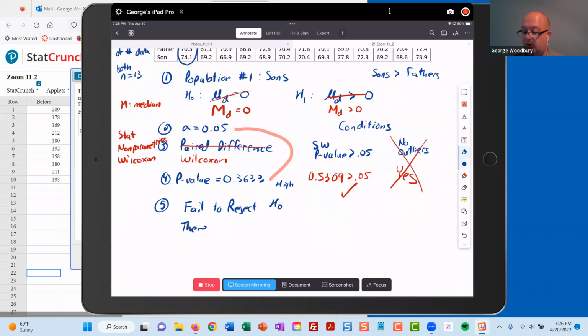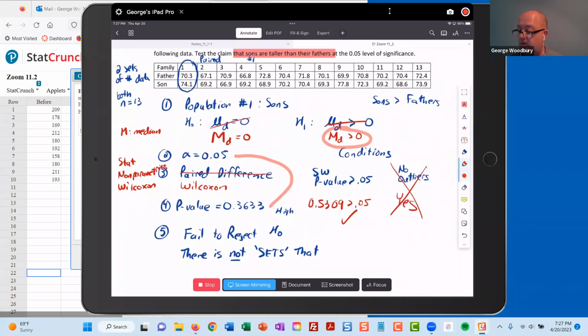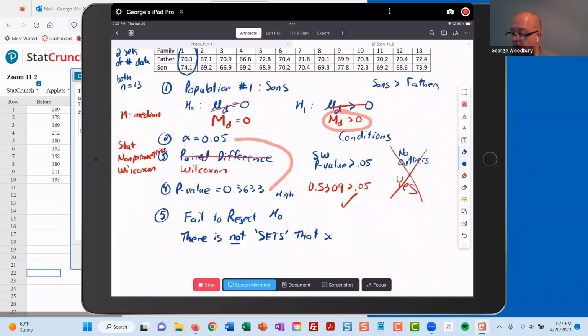And that means there is not sufficient evidence to support that. And here, this is where either the claim goes, or we need to reword the claim in terms of being different. If you look at the sign in H1, greater than means that we can use the wording that was in the problem. And so when we look, it says sons are taller than their fathers. You can copy that down. Sons are taller than their father.